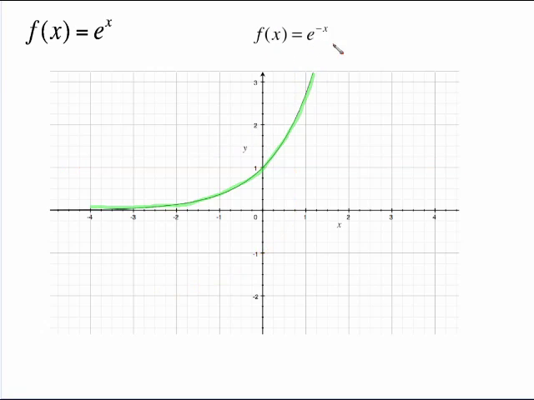F of x equals e to the negative x. Same rule. What the negative does is takes this thing and flips it across the y-axis. So this point is going to flip over here. This point that's on the y-axis stays. This one flips over here, and you can see that e to the negative x looks like this. E to the x plus 1, this is up with the exponent, so this is going to have to go to the left 1. So take each of these points that you see and move them to the left 1. And it's going to look something like this.